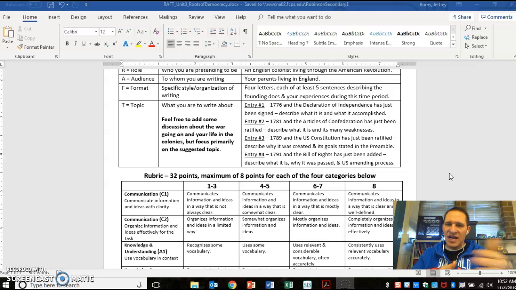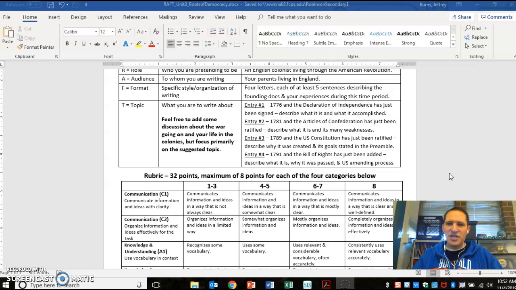Describe what the Constitution is, why it was created, and you might want to throw in some goals of the preamble. What does the preamble say? What are a couple things that it says there? Entry 3 might be a little bit longer than entries 1 and 2 because it's got a little bit more detailed components. Continue your character story and so on.